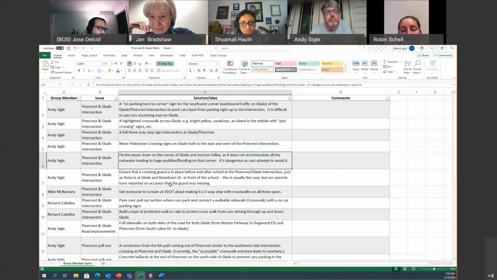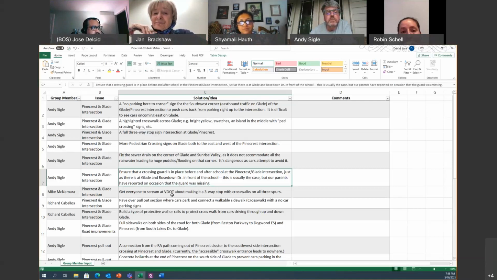And this one I put on the intersection: fix the sewer drain on the corner of Glade and Sunrise Valley, as it does not accommodate all the rainwater, leading to huge puddles on the corner. And it's dangerous for cars to attempt to avoid it. And then one of his last comments on the intersection was to ensure that a crossing guard is in place before and after school at the intersection, just as there is at the Glade and Rosedown Drive intersection in front of the school. So these were some of his suggestions.